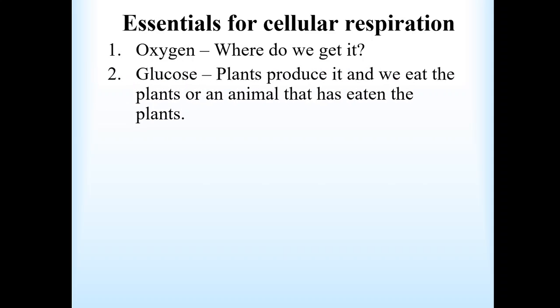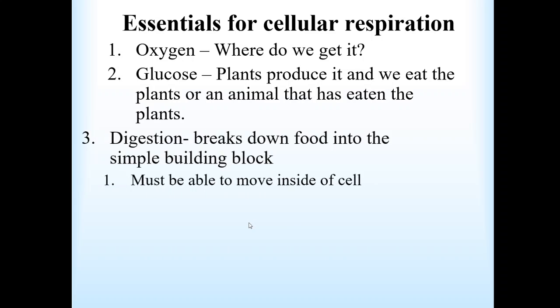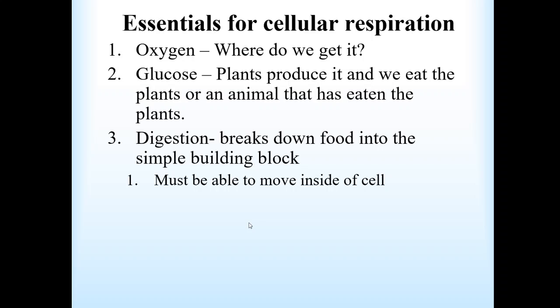There are a couple of essentials you're going to need for cellular respiration. The first one is oxygen. And where do we get that? From breathing in. We also need glucose. Plants produce it, and we eat the plants, or an animal that is eating the plants, and that's how we get the glucose. Then digestion breaks down food into the simple building blocks of glucose, which is what we need. And it must be available to move inside of a cell.